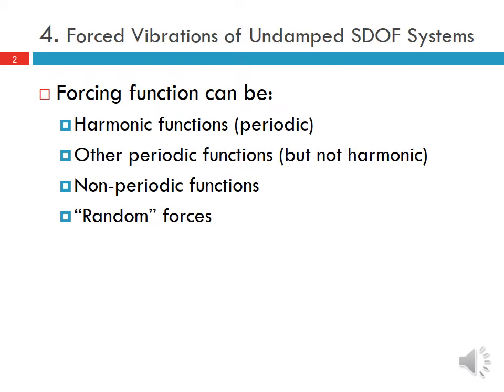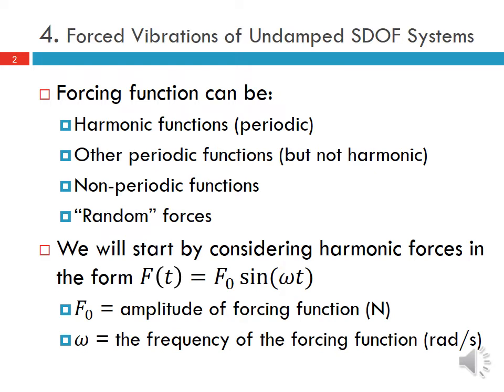The forcing function can be harmonic functions, which are periodic, like a sine and cosine function. They can be other periodic functions that are not harmonic. They can be non-periodic functions, or they can be random forces. So we will start by considering harmonic forces of the form f of t is equal to f naught sine omega t, where f naught is the amplitude of the forcing function, and omega is the frequency of the forcing function in radians per second.